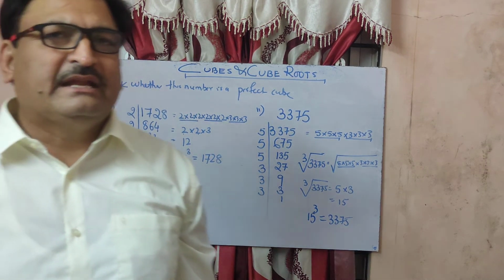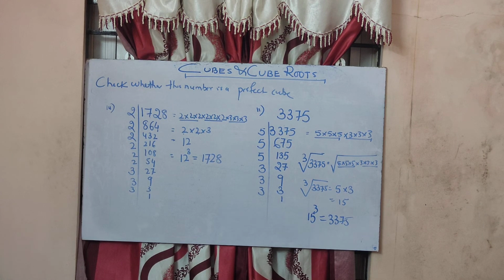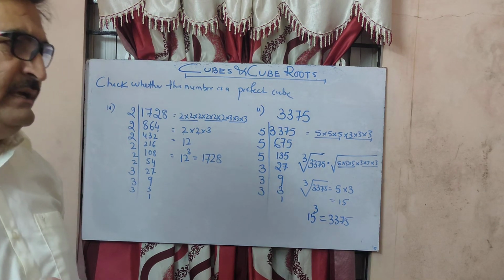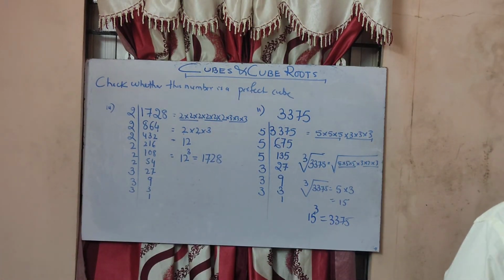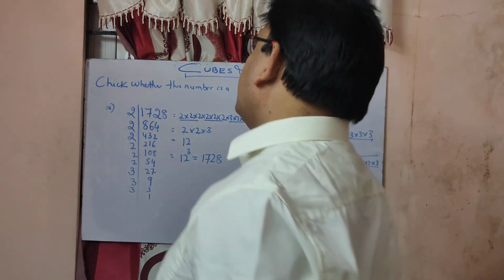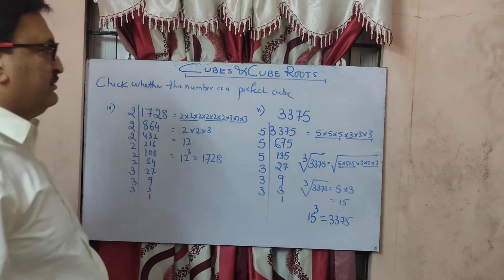In this way, you can easily calculate the cube of any number through prime factorization. And if the numbers are not pairing, then you can say the given number is not a perfect cube.